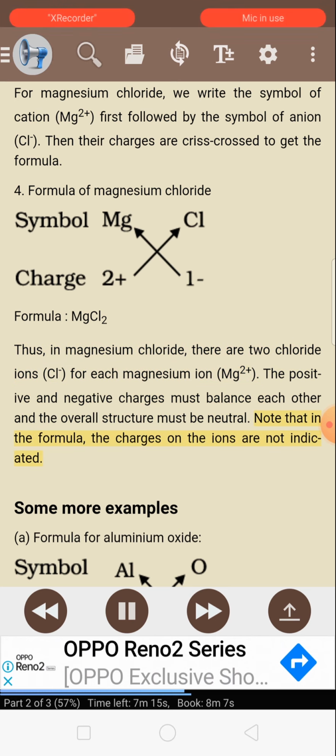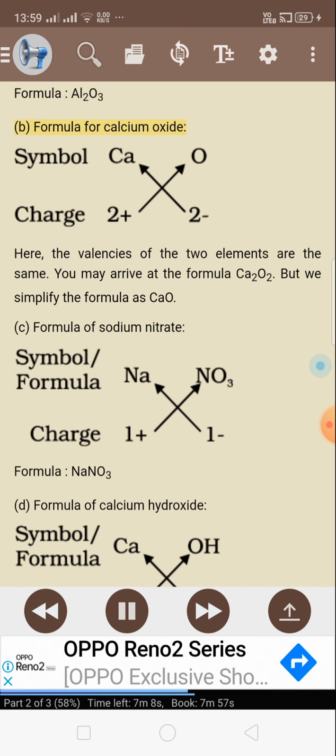Note that in the formula, the charges on the ions are not indicated. Some more examples. A. Formula for aluminium oxide. Formula, Al2O3. B. Formula for calcium oxide. Here, the valencies of the 2 elements are the same. You may arrive at the formula Ca2O2, but we simplify the formula as CaO. C. Formula of sodium nitrate. Formula, NaNO3.